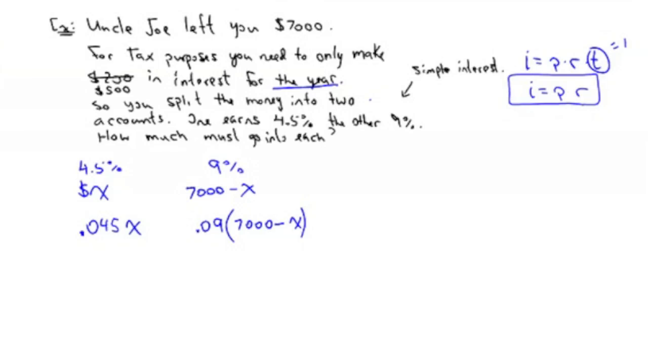Now, this is how much interest you're earning from the first account. This is how much interest you're earning from the second account. And I need to do something to them first. I know they have to add up to 500. So they have to add together to be 500. They have to total out to 500. All right, now it's a nice simple equation. I expect you to be able to solve it.